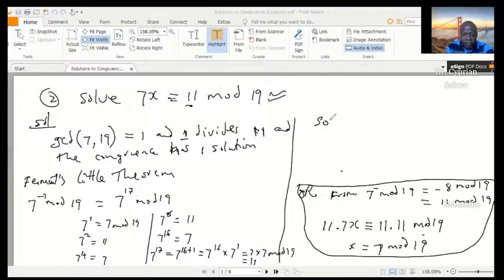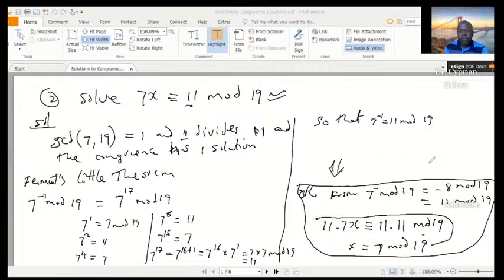So the inverse of 7 will be 11 mod 19. And so after finding the inverse, you proceed like this. Because now we have the inverse. We proceed from here.